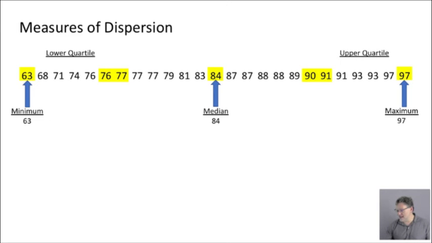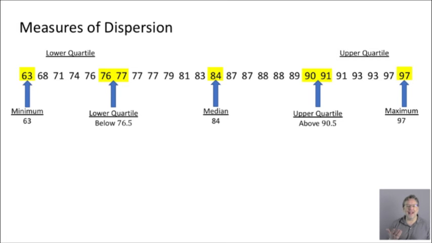Now, in addition to that, we can also define two other values that start to define how dispersed the data is. If we just take a look at the data on the left-hand side of the median, the lower set of data, we can define the median of just that lower half. So the lower quartile is defined as 76.5. It's the average of those two data points in the center of that lower portion. In the upper portion, closer to me, we can define another median of that upper half that we call the upper quartile. That's 90.5.